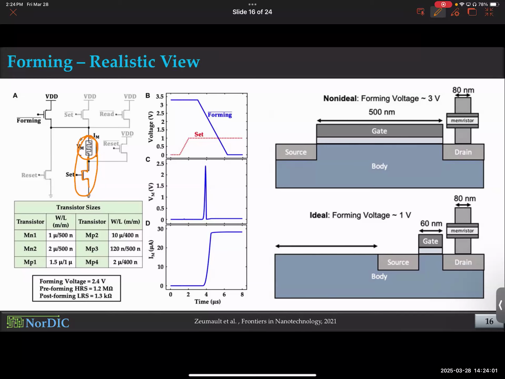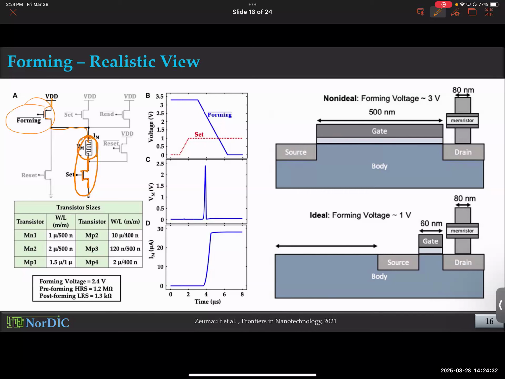So how do you do that? Do you remember that forming requires a higher voltage, much higher voltage than set? So the regular transistor that we have with the memristor cannot handle that high of a voltage because they are tiny, okay? For high voltage transistors, you need bigger transistors. Are you guys all with me so far? So we typically use a dedicated transistor for forming. It's kind of like used for forming only once in their lifetime, that's all, okay?